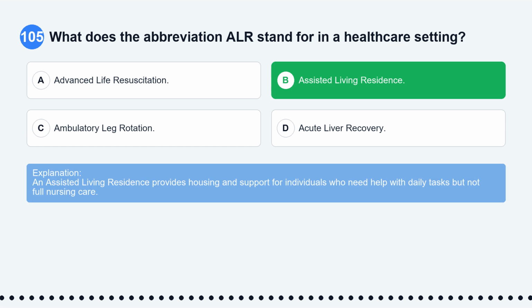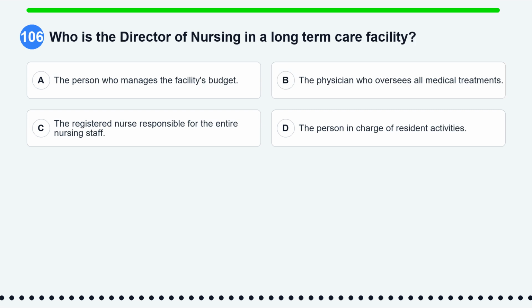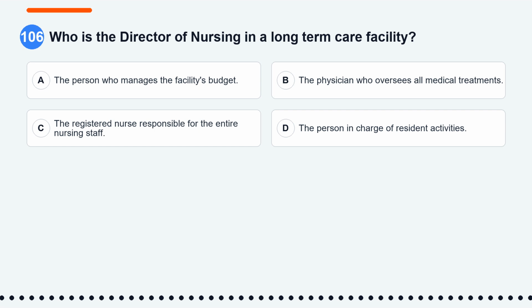An assisted living residence provides housing and support for individuals who need help with daily tasks but not full nursing care. Question 106. Who is the Director of Nursing in a long-term care facility? Option A, the person who manages the facility's budget. Option B, the physician who oversees all medical treatments. Option C, the registered nurse responsible for the entire nursing staff. Option D, the person in charge of resident activities.